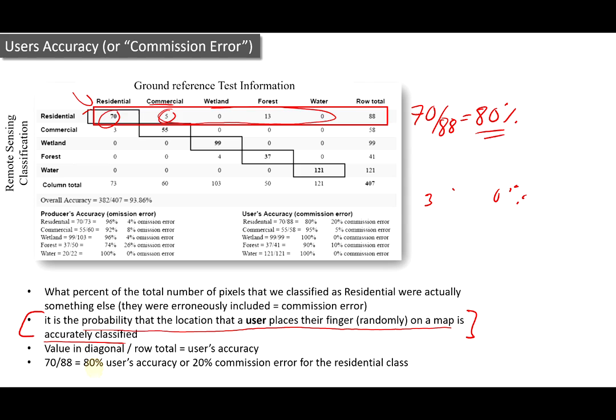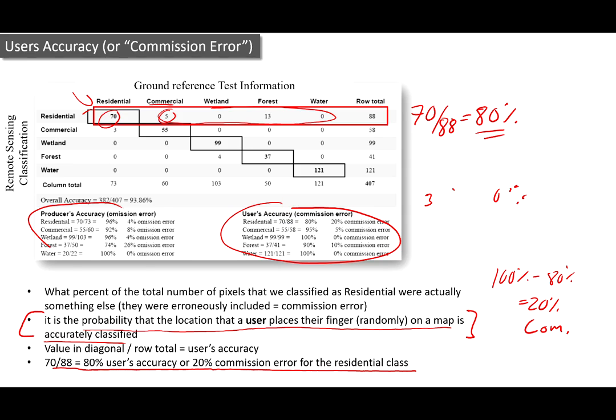So, in the same way as producer's accuracy and omission, user's accuracy and commission are just the reciprocal of one another. So 100% minus that 80% user's accuracy equals this 20% commission error. People like to report these tables like this for every class because it gives a more fair assessment.